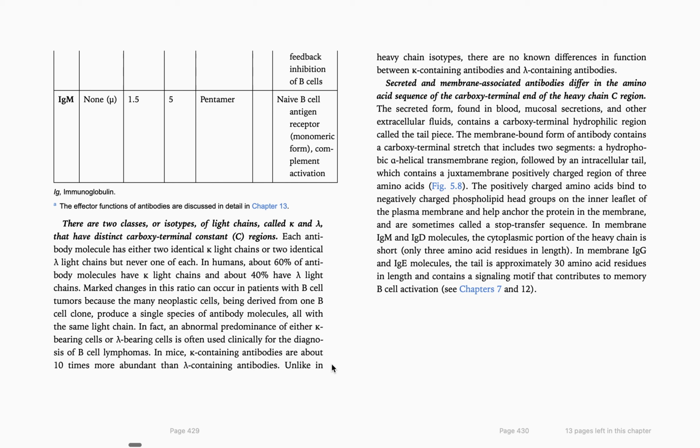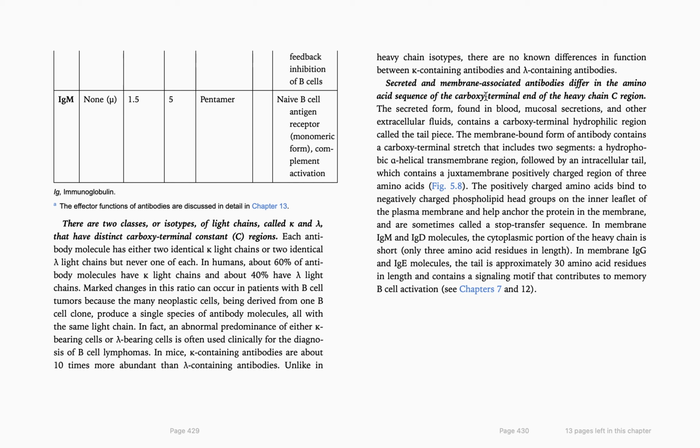In mice, kappa-containing antibodies are about 10 times more abundant than lambda-containing antibodies. Unlike in heavy chain isotypes, there are no known differences in function between kappa-containing antibodies and lambda-containing antibodies.